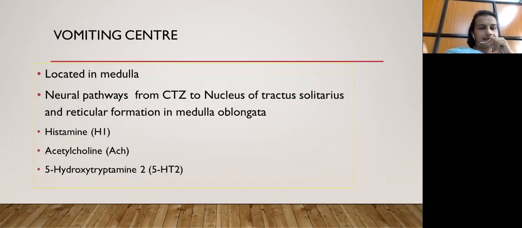From the CTZ, the signals go to the vomiting center, which is located in the medulla. When I showed you the slide about the neural pathways, from the CTZ it goes to the nucleus tractus solitarius and the reticular formation, the medulla oblongata. And that's how the process of triggering vomiting starts, and then the physical act of vomiting happens. The receptors involved here are histamine H1, acetylcholine, that is ACh, and 5-HT2 receptors.